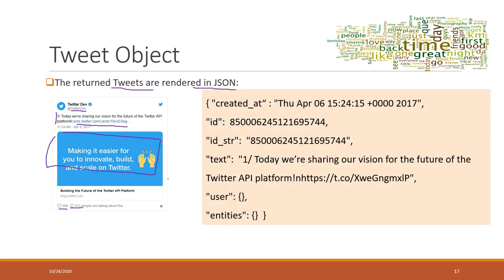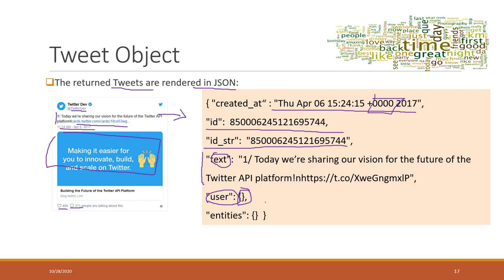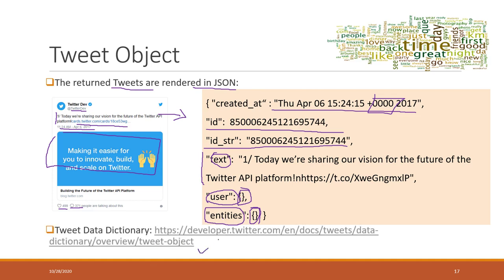If we look at the JSON data, we can see each single tweet is saved as JSON data. We know the date being created, and this is the time zone. The ID of the tweet: each single tweet has a unique ID, and also the ID in a string format. The text key contains the message of the tweet. We also have other keys, for example, the user key is a nested dictionary that contains the user information. The entity key is also a nested JSON document that contains hashtags, URLs, and images that the tweet contains. This is a URL that has a more detailed description of the tweet object.